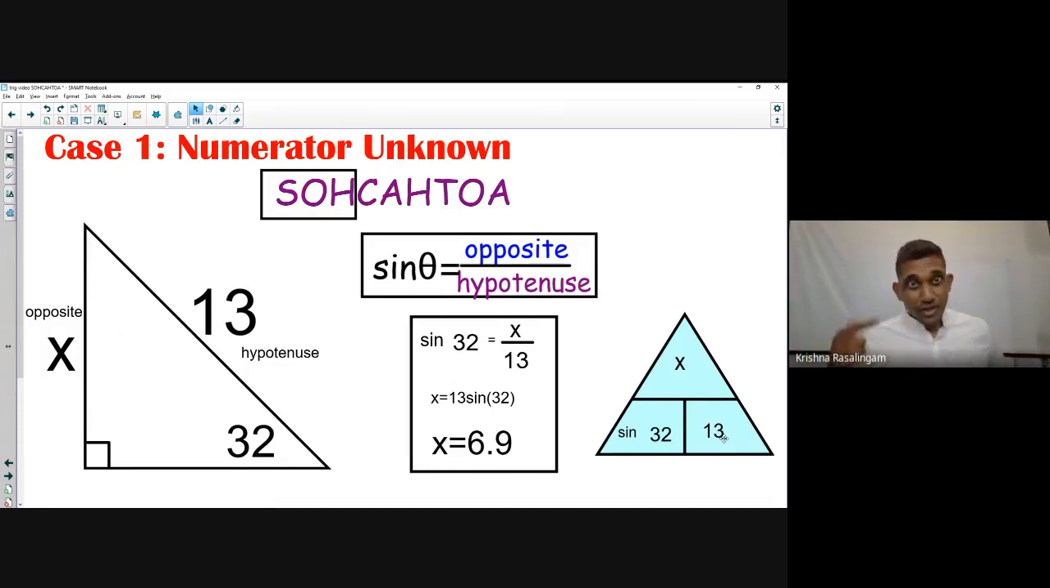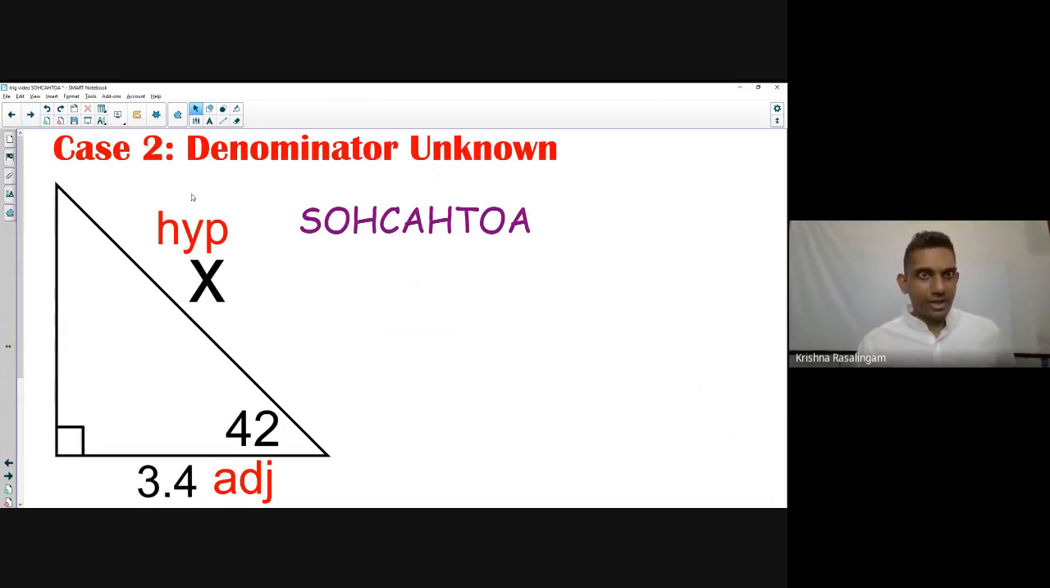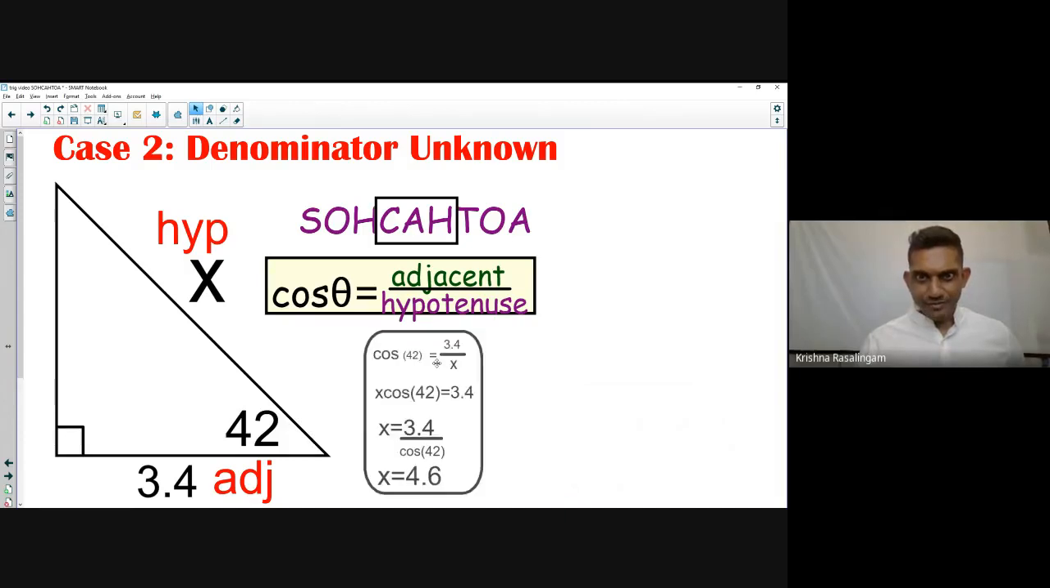So that's case one, the numerator was unknown. Let's look at case two: the denominator is unknown. Here I have a triangle, my example, and we have to label it. 3.4 is definitely not the opposite. That's the adjacent. x is definitely diagonal, so that is the hypotenuse. So we have A and H. Is it SOH? No. It must be CAH. What is CAH? Well, cos theta is adjacent over hypotenuse. If we fill in what we have, cos 42 is 3.4 over x.